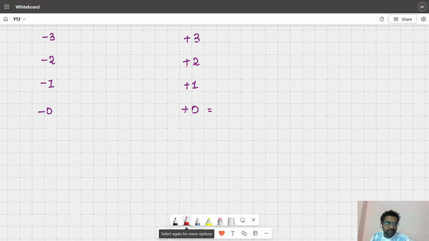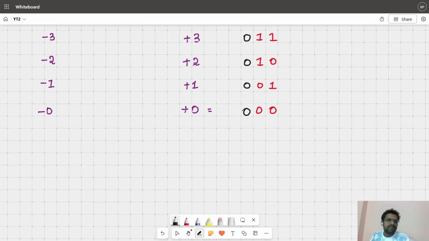And one more point: for representing the 3, 2 bits are enough for us. Suppose +3 is 0, 1, 1, +2 is 0, 1, 0, +1 is 0, 0, 1, and +0 is 0, 0, 0. For representing the 3, 2 bits are enough, but the extra bit is used for the representation of the sign. Is that okay?